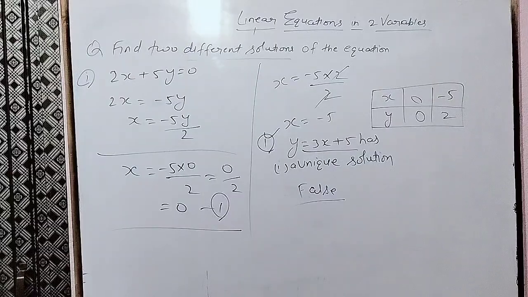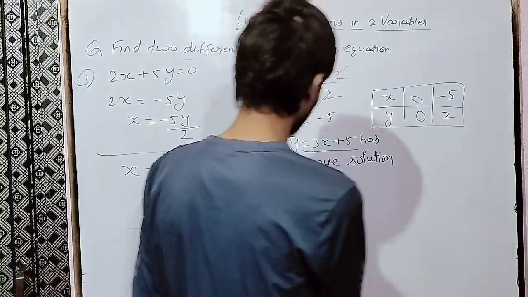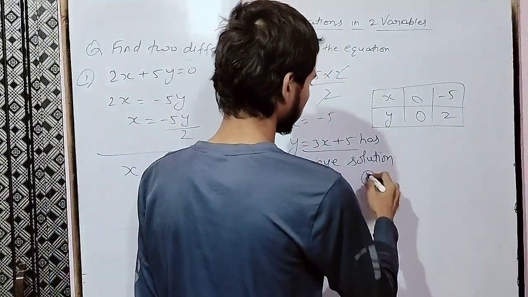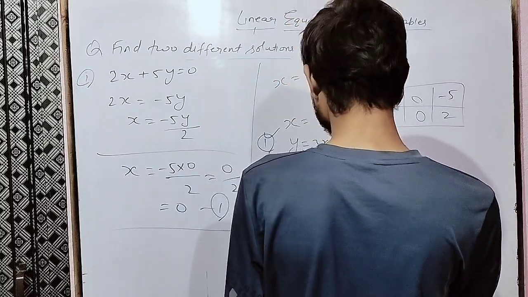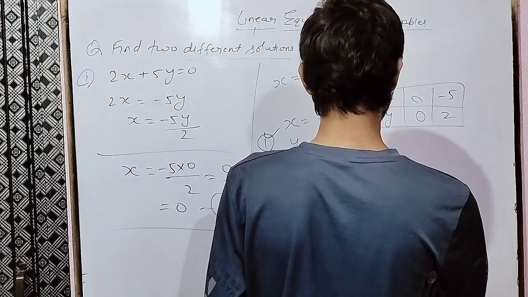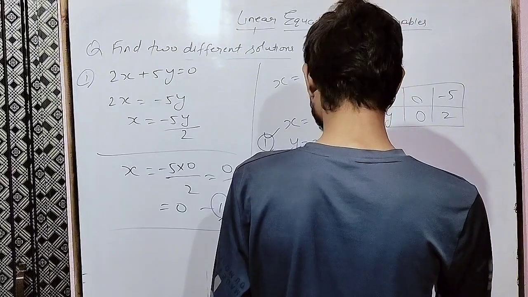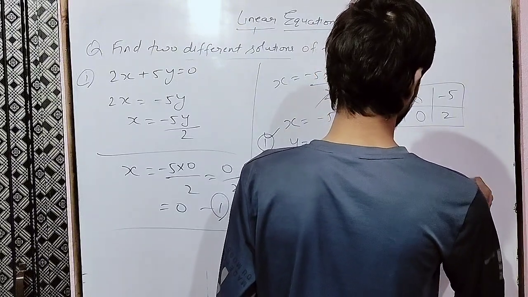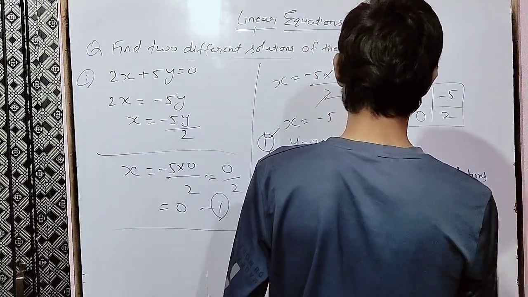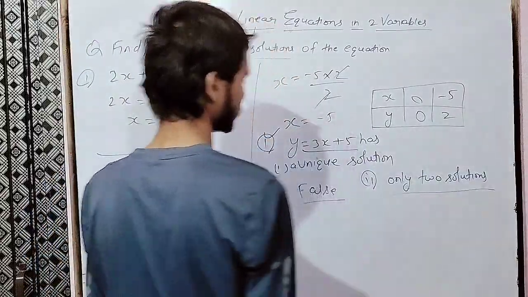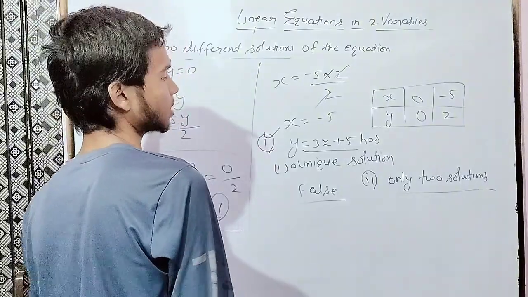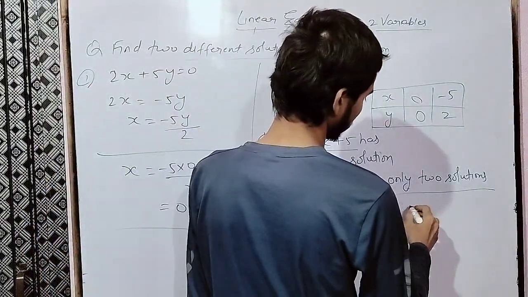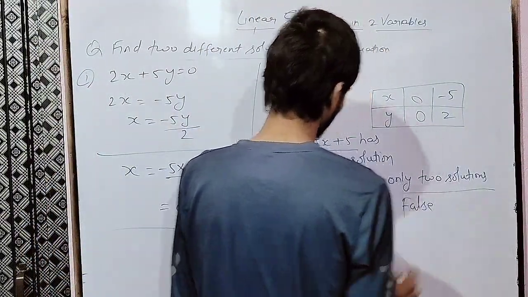Next, the statement says this linear equation has only two solutions. Again, it is false, because as we know, a linear equation has infinitely many solutions. That's why this is false.